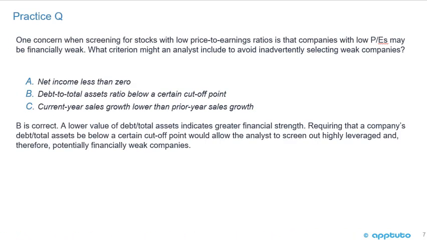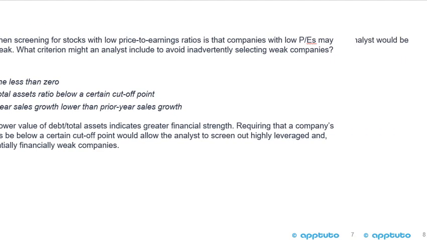I think this question was pretty easy because if you look at A, net income less than 0, well, that would be a weak company potentially, and current year sales growth lower than prior year sales growth, that would look like a weakening of a company as well. So B was correct. A lower value of debt to total assets indicates greater financial strength. Requiring that a company's debt to total assets be below a certain cutoff point would allow the analyst to screen out the highly leveraged and therefore potentially financially weak companies.